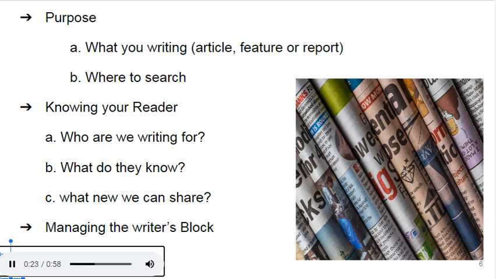Next is knowing your reader. Who are we writing for, and what do they know about the subject, and what else you can provide them, what new information you can provide them, comes under knowing your readers.